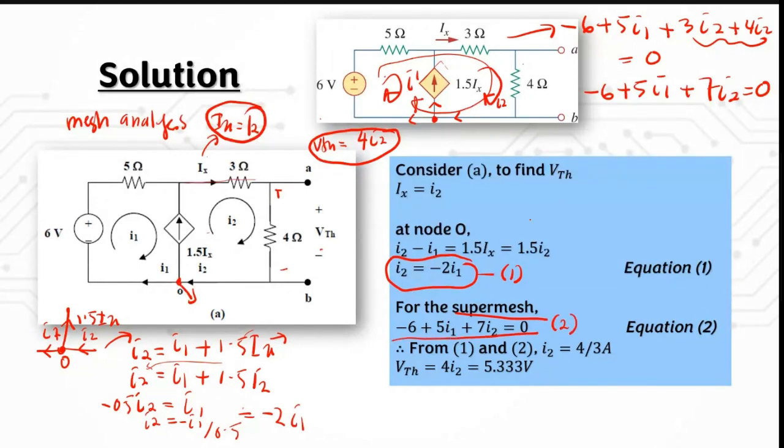And then you need to solve for equations 1 and 2, and then you can get I2 is equal to 4 over 3. And then you already know that your VTH is actually equal to 4 I2, right? So you just need to substitute I2 with this 4 over 3, and when you calculate for your VTH, you know that your VTH is equal to 5.33 volts, all right? So now you already found the value for your VTH, okay?